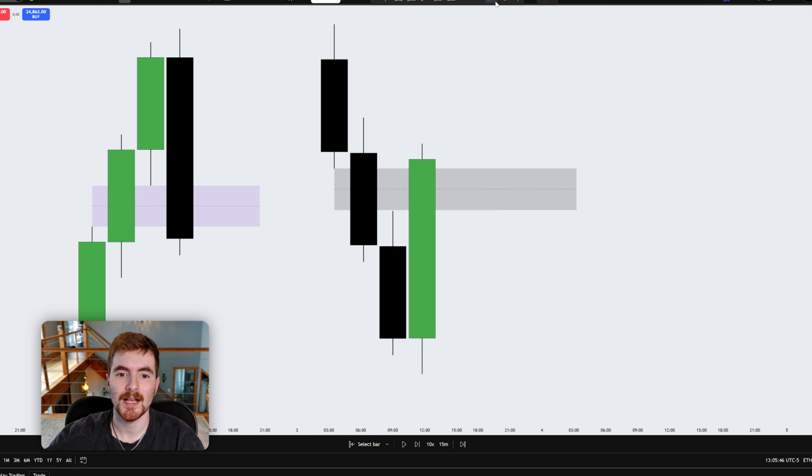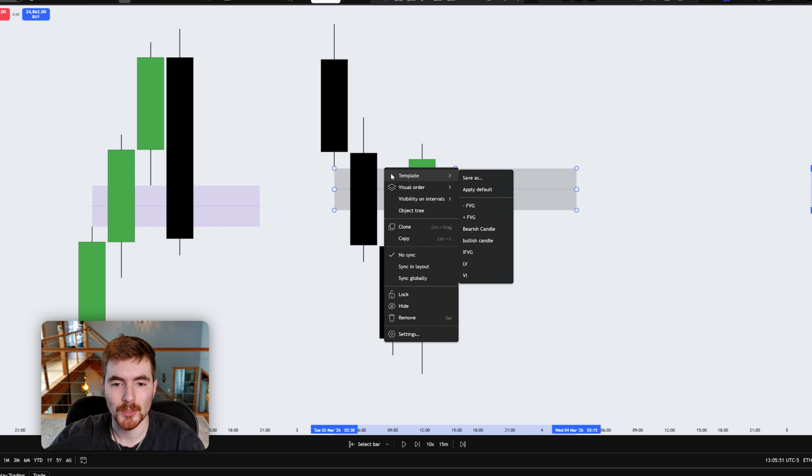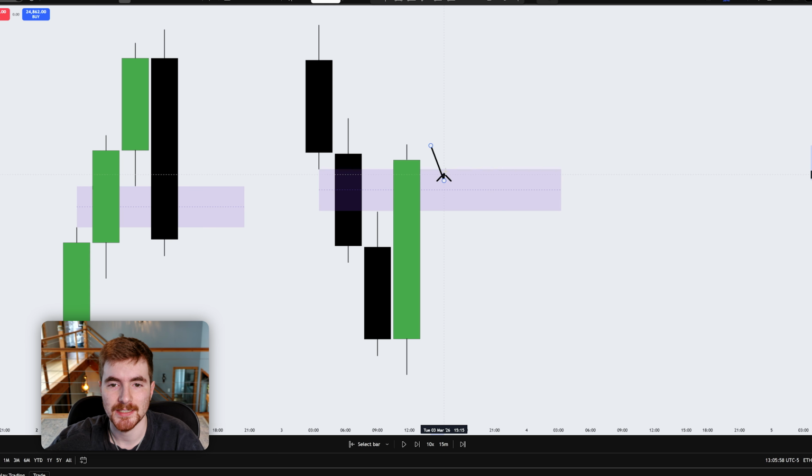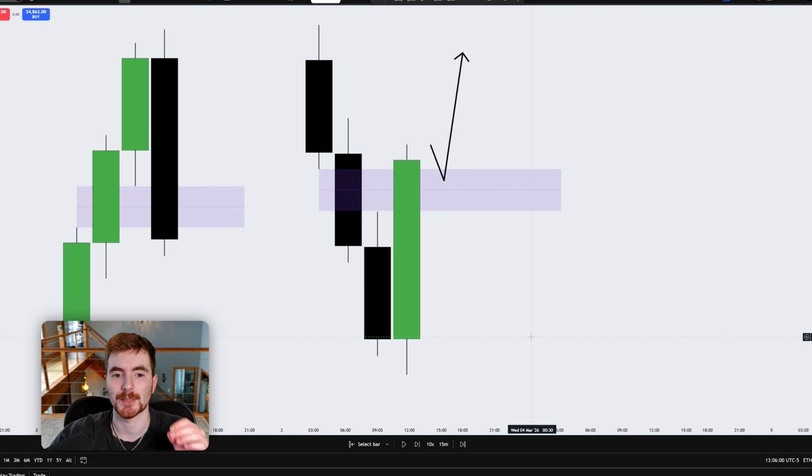The same thing applies if we have a bearish fair value gap that gets closed above. This no longer becomes a bearish fair value gap. Instead, it is now an inversion gap in which we will expect this to push price higher because we disrespected that bearish fair value gap.